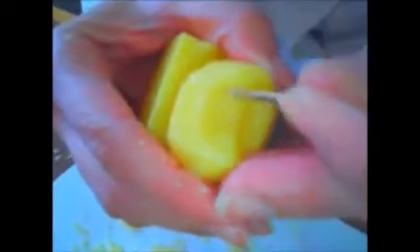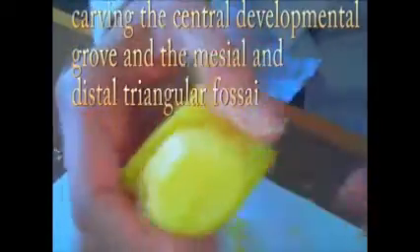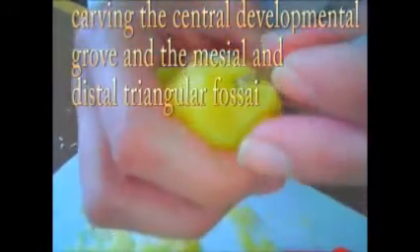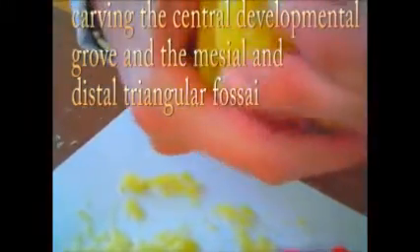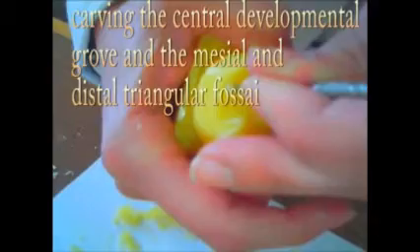Now, while carving, we should draw the area of the central groove and the triangular fossae on the mesial and distal sides of the crown, mesial and distal marginal ridges. The shaping should be gradual. We might need to go over things again and again till the final shape is achieved.